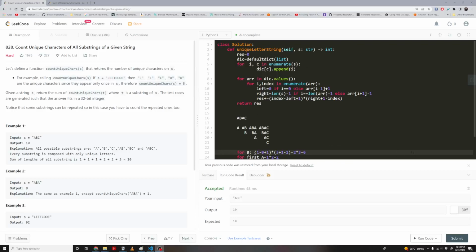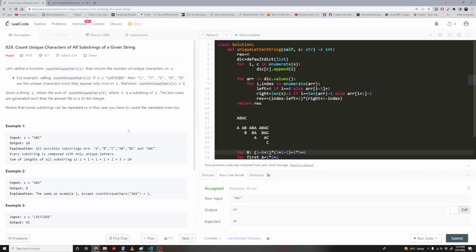Okay, let's talk about question 828. To find what the question is, let's go through the example. The question is saying that we are going to give you a string, find all of the substrings, and then for all substrings, for each of them, count how many characters are unique, add them up, and return it.